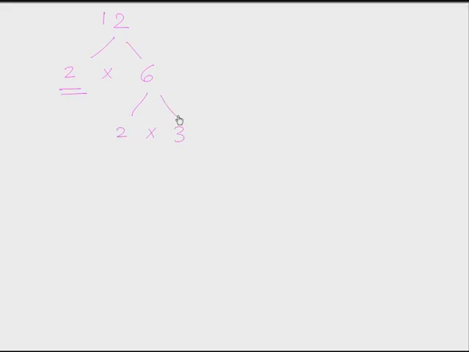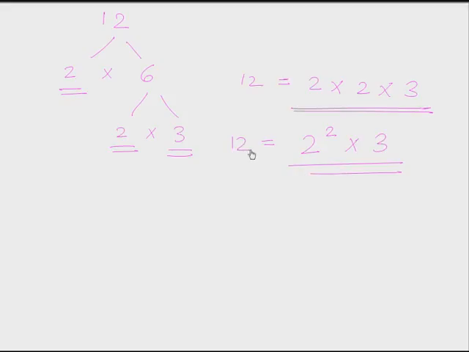I have my factors now. So to build up 12, I can do 2 times 3, which is 6, further times 2, which is 12. So 12 is 2 times 2 times 3. This is the prime factorization of 12. There are 2 2's and a 3. In exponent notation, I can write it as 2 squared times 3. So I'll always write my prime factorization as a product of powers of primes.